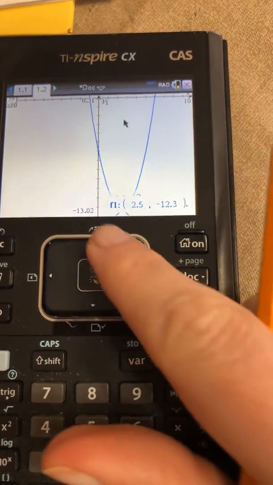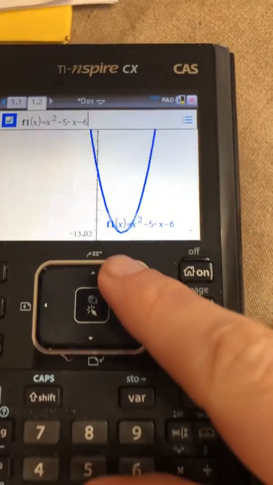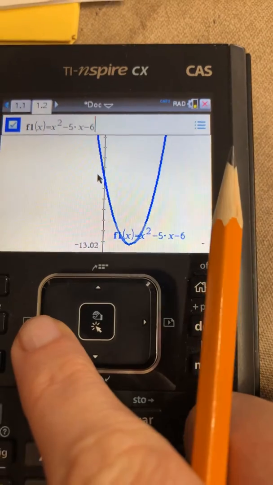What? That's not the minimum. What on earth did I type? Did I do something wrong? X squared. Jeepers creepers, what? I was looking at the next question.